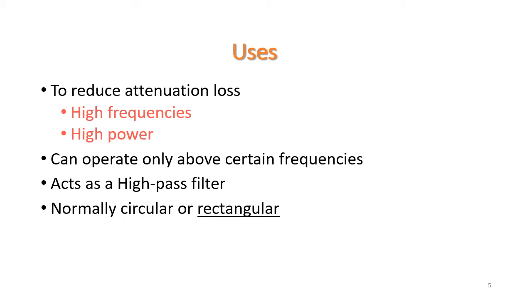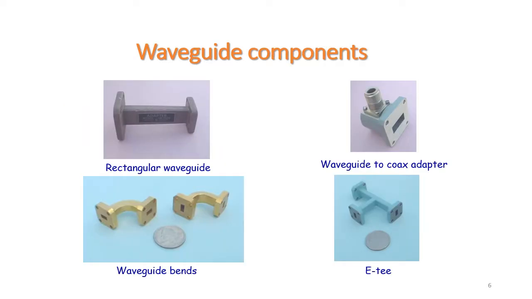Normally circular or rectangular waveguides are the most commonly used. As I told you earlier, the medium inside the waveguide is normally air, and it is a sealed metallic structure. So we will assume a lossless waveguide for the further derivations. As I told you, these are some waveguide components. The main thing to remember is the waveguide to coax adapter.